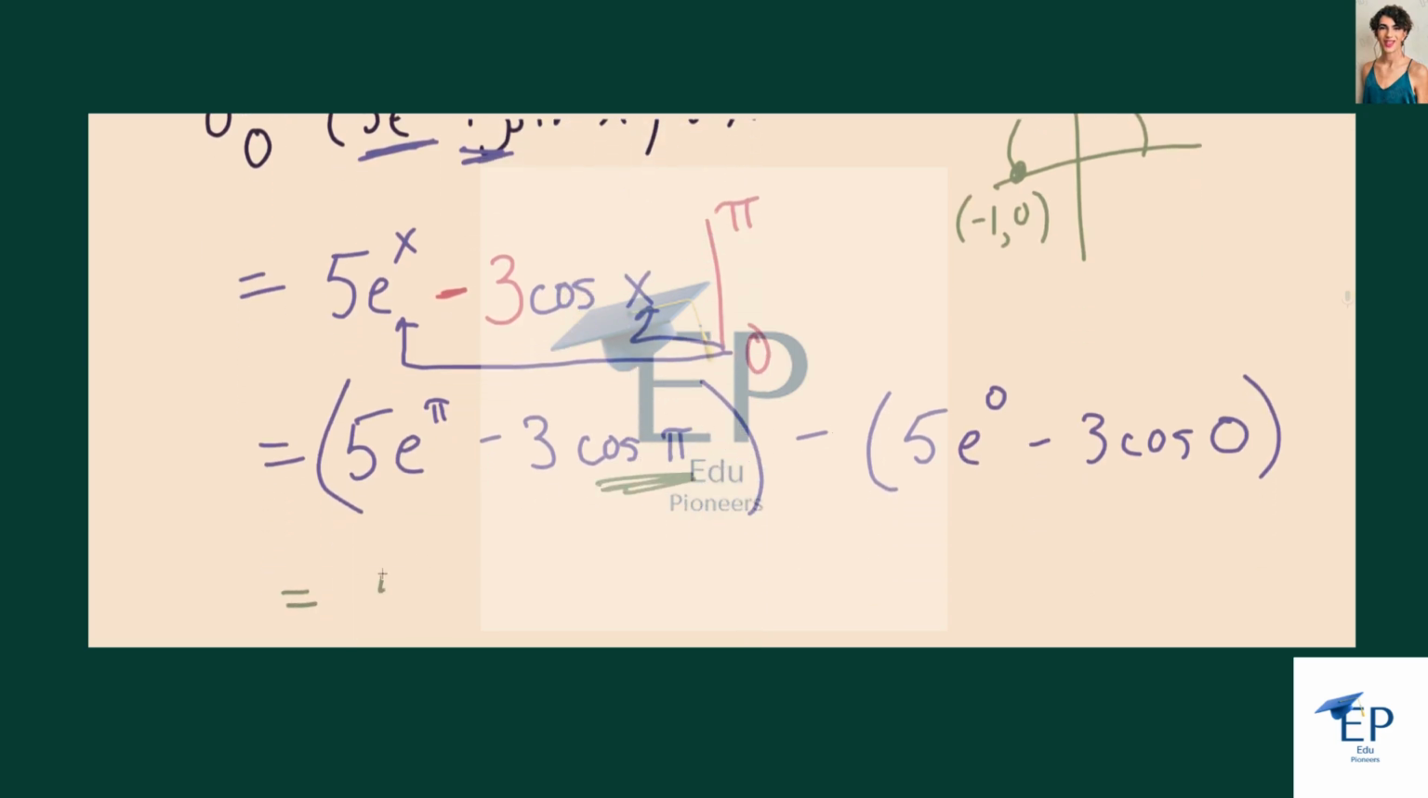So we're looking at 5e to the pi. So that would make this plus 3. E to the 0 power equals 1. So 5 times 1 is 5. And then cosine of 0 is right here where the x coordinate is 1. So 3 times 1 is just that value.